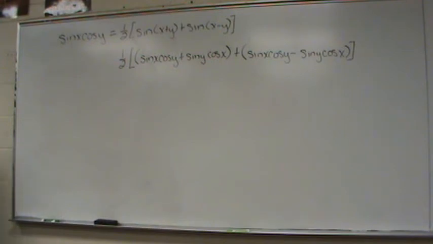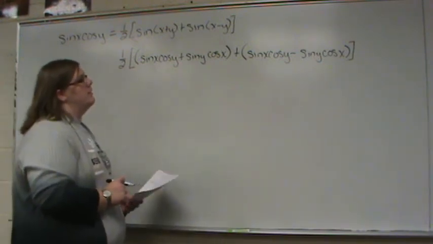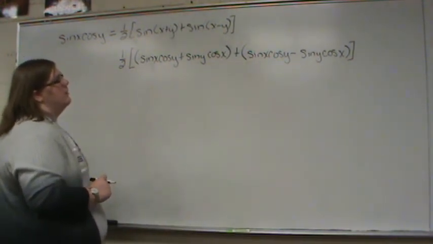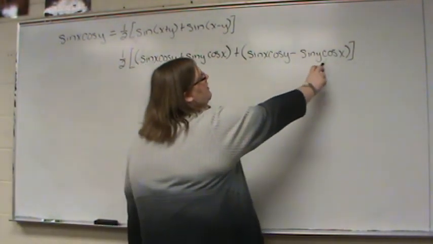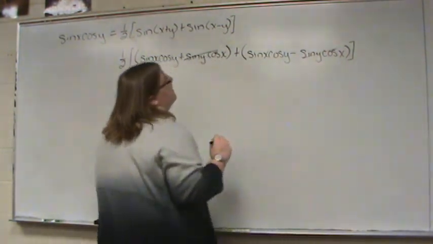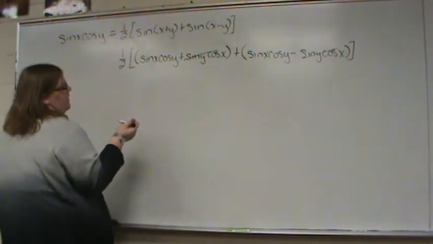So given that, what can we do? Can we cancel out, or combine? Jasmine? You can combine sine x cosine y and then the other ones. Okay, so we have a positive sine y cosine x and then we have a negative one. So those two are going to cancel out. Yeah. And then we have a sine x cosine y and another sine x cosine y.